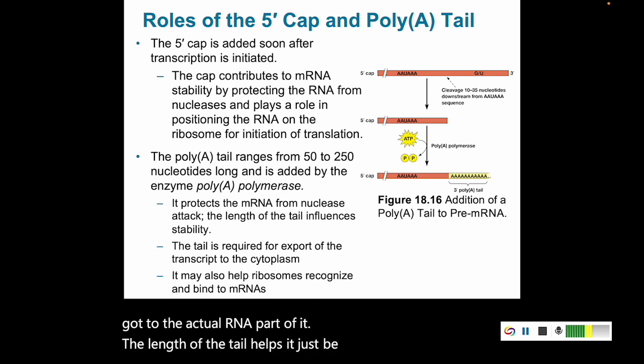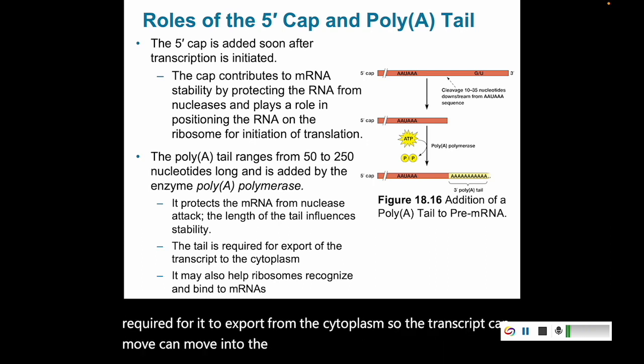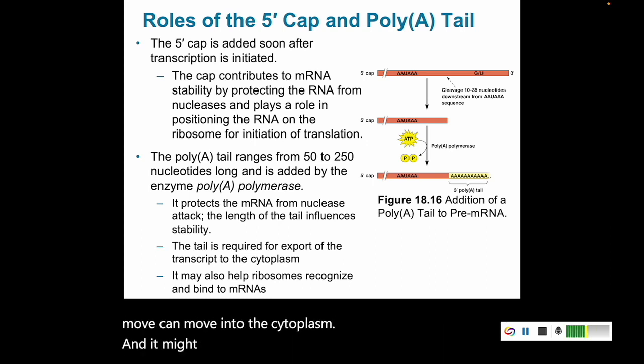The tail is also required for export from the nucleus so that the transcript can move into the cytoplasm. And it might also be involved in helping ribosomes recognize and bind to the mRNAs.